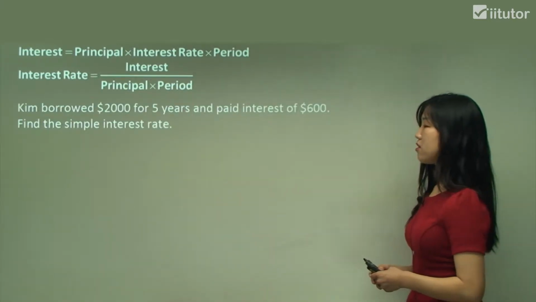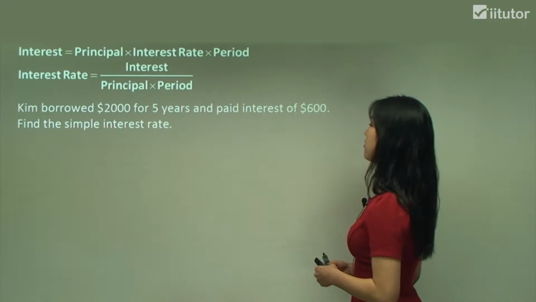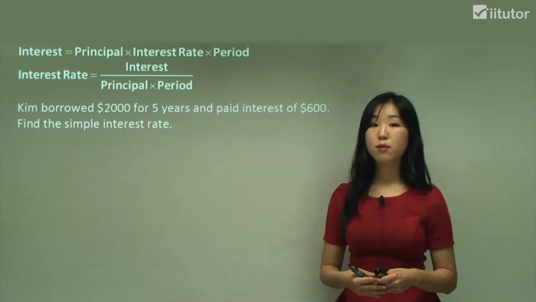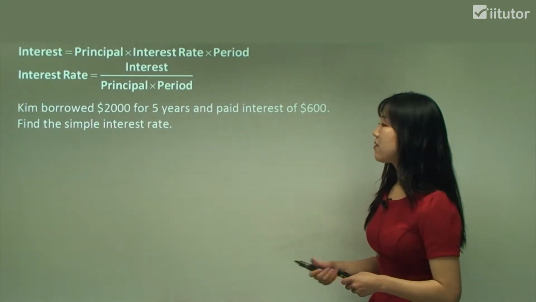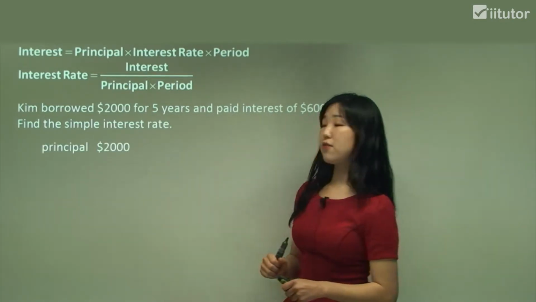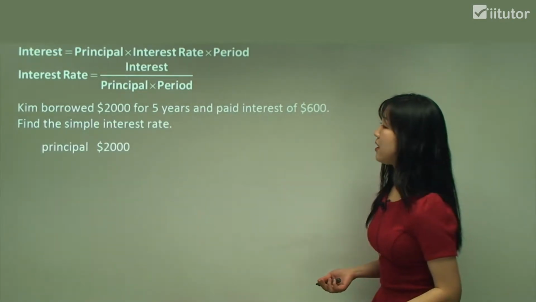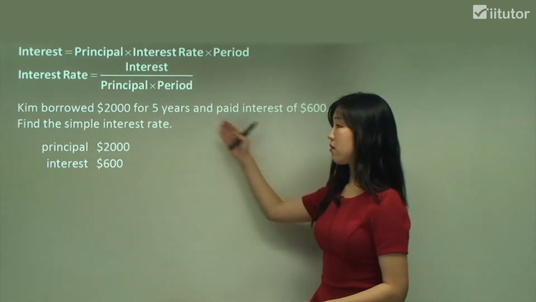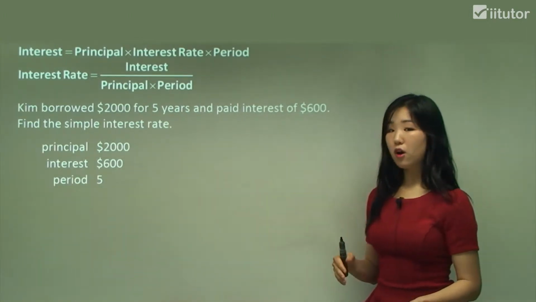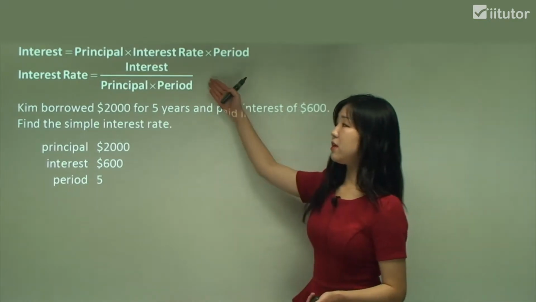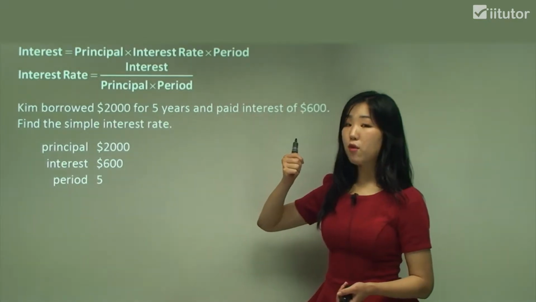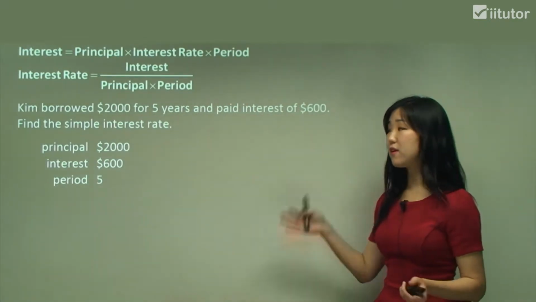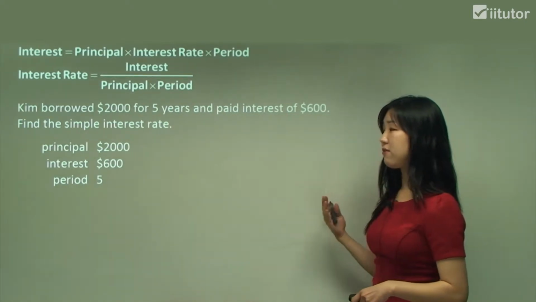Kim borrowed $2,000 for 5 years and paid interest of $600. Find the simple interest rate. So they give us the principal of $2,000, they give us the interest, which is $600, and they also give us the period, which is 5 years. Because we've got everything, we can simply use our interest rate formula to calculate the interest rate, because this one doesn't give us the rate. That's what we need to find.